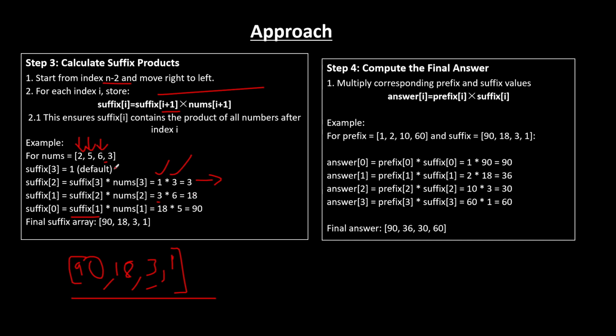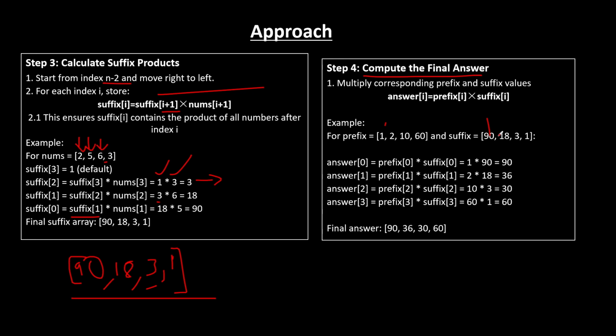I have tried to simplify as much as possible. So this is the way we'll be doing it, right? Now we'll compute the final answer. What we're going to do is multiply each value of prefix with each value of suffix. Now, why are we doing that? Because we are using prefix and suffix because we need to find the product of all elements except the current one without using division, right?